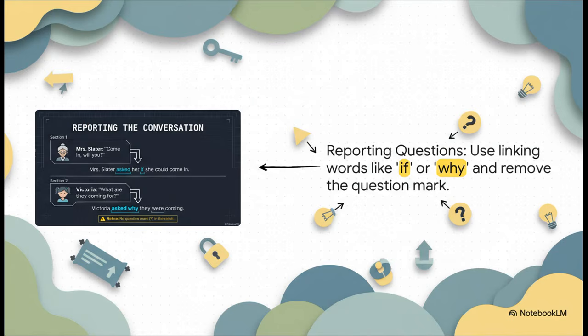Okay, reporting questions is a key skill. The verb usually becomes asked, which makes sense. Then you need a linking word. If it's a yes or no question, you'll use if. But if it's a WH question, like who, what, or why, the question word itself becomes the linker. And here's the bit that trips people up. Notice how the question mark completely disappears in the final sentence. You don't need it anymore.